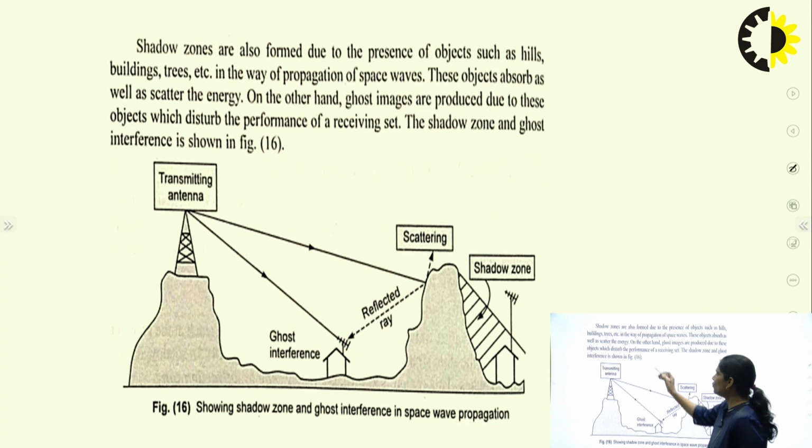Now, on the other hand, ghost images are produced due to these objects, which disturb the performance of the receiver set. The shadow zone and ghost interference are shown in this figure. So you can see here, this is your transmitting antenna, this is your receiving antenna. Here this is the receiver. Now this is the shadow zone. There may be imperfection when you are sending your signal from transmitter to receiver.